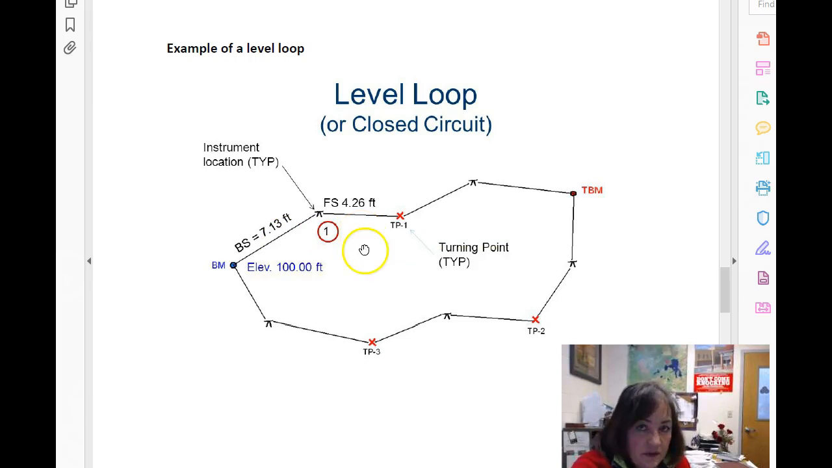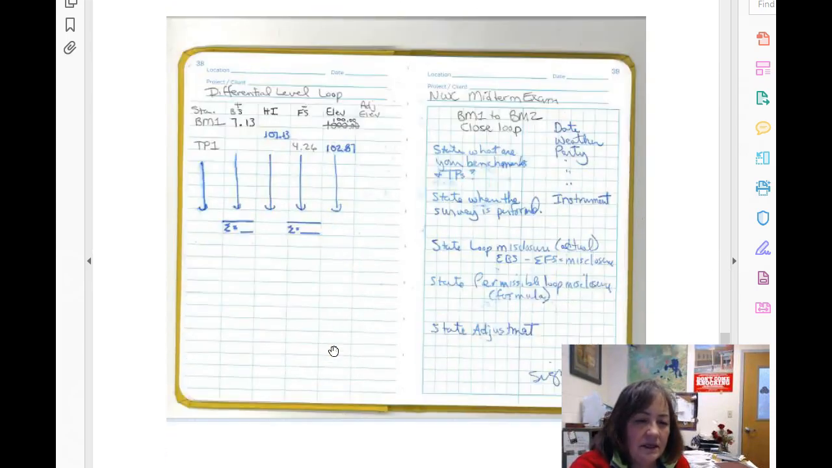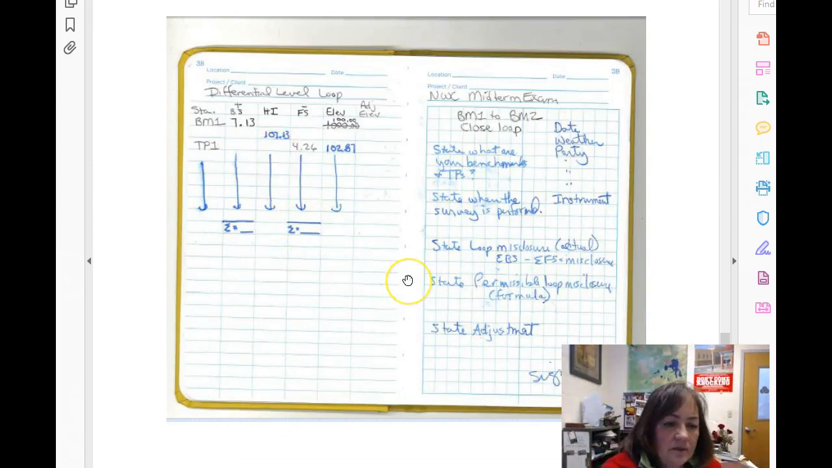Now the next part of this is it's very important that you record this in the proper manner in order that we can, at the end of the day, add your back sights and your foresights, add all the back sights together, all the forward sights together, and see how much error there is in your loop. So what does that look like? That looks like this.